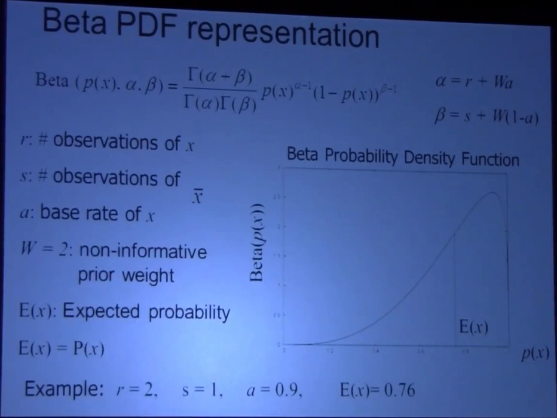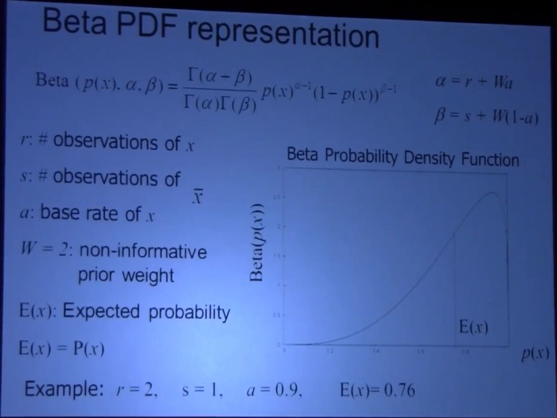So this is a philosophical question: what should the non-informative prior weight be? But in general, it should be equal to 2. Then these alpha and beta in the beta probability density function can be replaced by observations and prior.